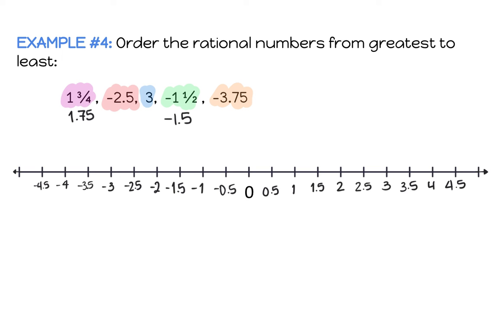We will start with 1.75. But I don't have 1.75. Wait, I can find it between 1.5 and 2. Now we will plot negative 2.5. And I have it in the number line. After that, 3. And we go back to negatives, plotting negative 1.5. And finally, negative 3.75, that I will find between negative 3.5 and negative 4.